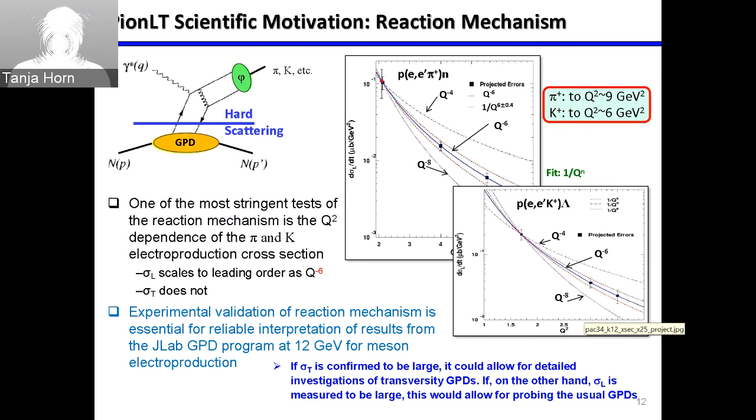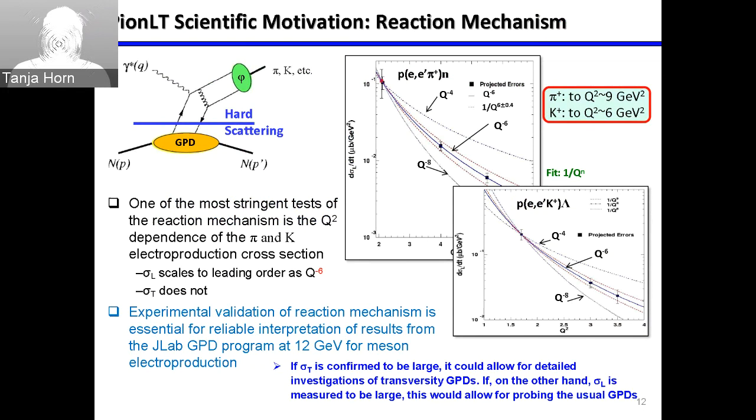And again, just to give the range, pi plus production will be measured up to about 9 GeV squared, and the K+ production up to about 6 GeV squared. So it gives a good lever arm on these two measurements and should give a good, stringent test of the reaction mechanism for these two channels.